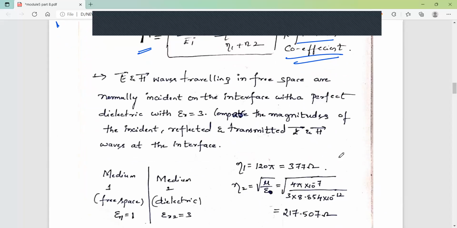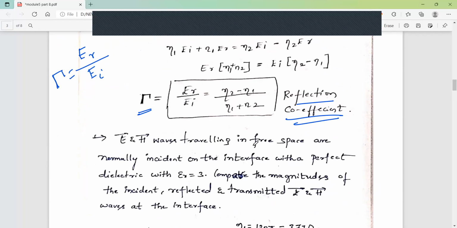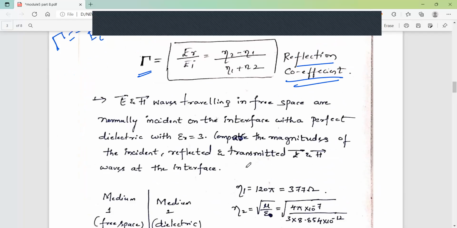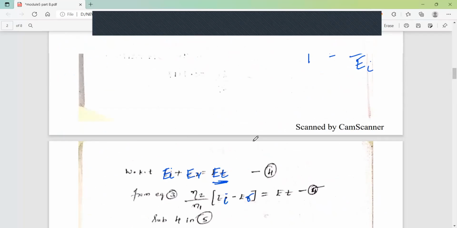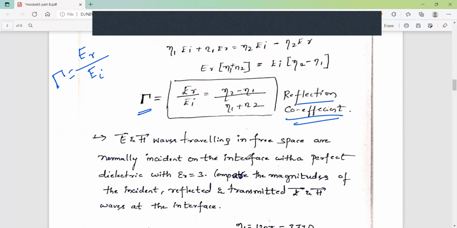Okay. Along with that, there are numericals given for it. The eta 1, eta 2 values will be given, or epsilon r values may be given. Mu and epsilon values may be given, so that you can determine the value of eta 1 and eta 2. And finally, you have to find out the reflection coefficient and the transmission coefficient. That will be in the form of numericals. We'll come to numericals in the next class.